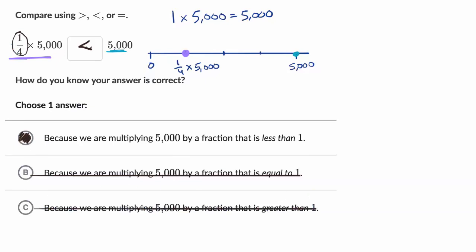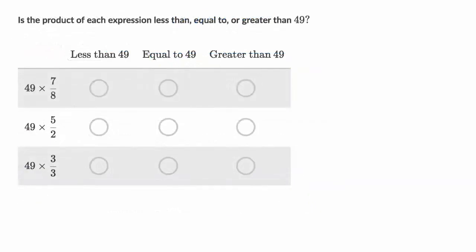Let's do another example. So here we're asked, is the product of each expression less than, equal to, or greater than 49? So pause this video and try to figure it out. All right, so this first one is 49 times 7/8. So what do you think that's going to be? Well, 7/8 is less than 1. So if I multiply 49 times something less than 1, I'm going to get a value that is less than 49. So I like that choice right over there.